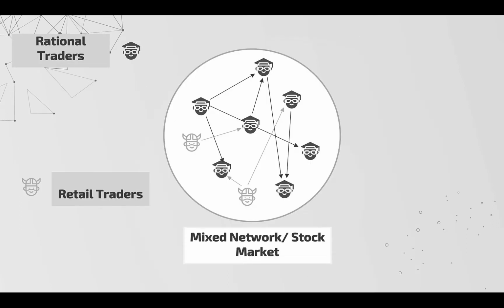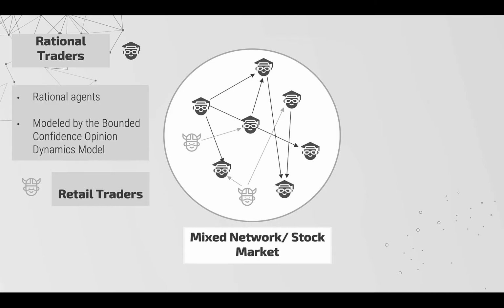The mixed network thus represents the stock market during the price hike, where retail traders continue to enter and drive up the price. Rational traders' behavior is modeled by the bounded confidence model mentioned earlier, whereas retail investors are stubborn and thus inherently irrational. The behaviors and opinions of these retail traders can influence rational agents, but not vice versa, as indicated by the arrows.